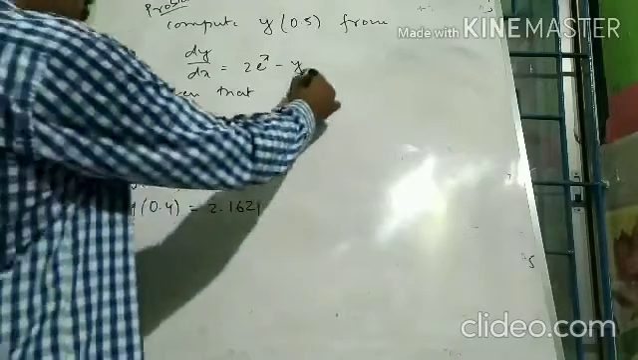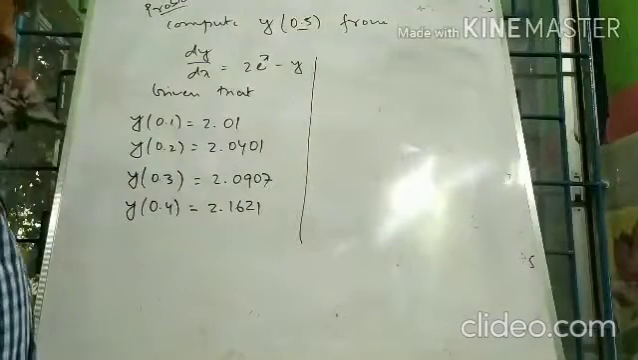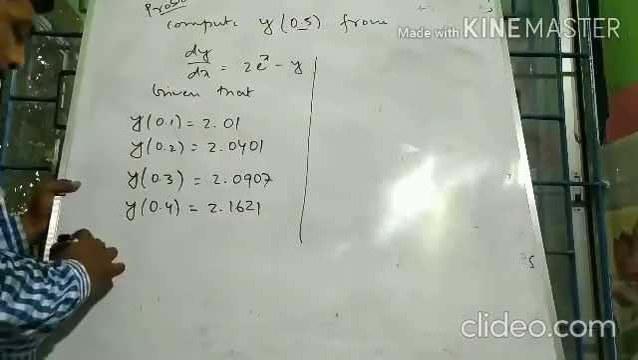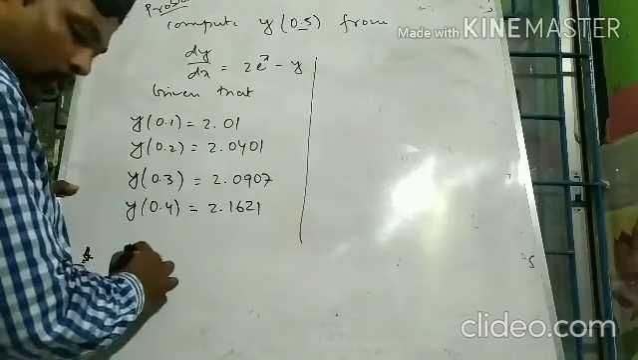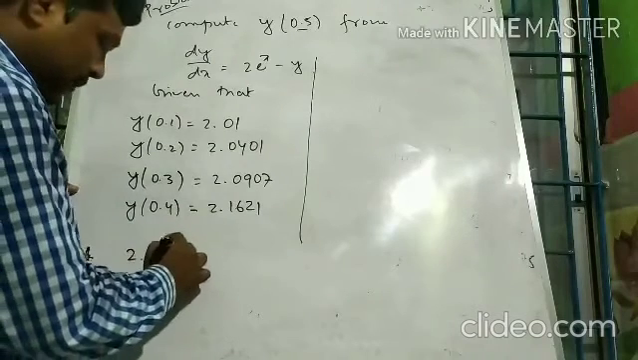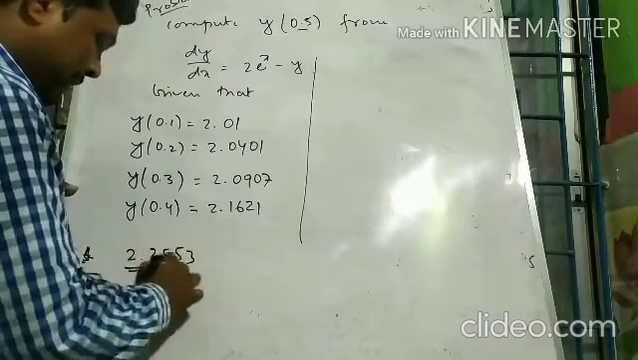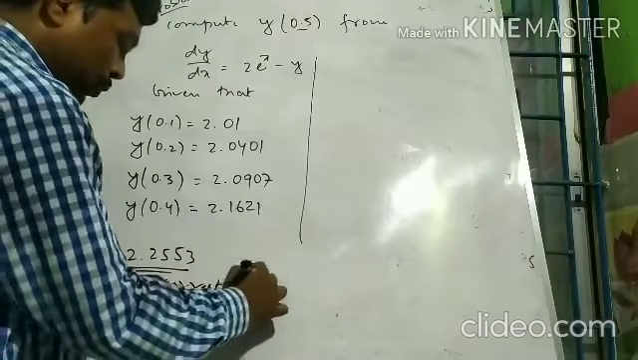Okay, so you have to calculate y 0.5. The right answer is 2.2553, correct to 4 decimal places.